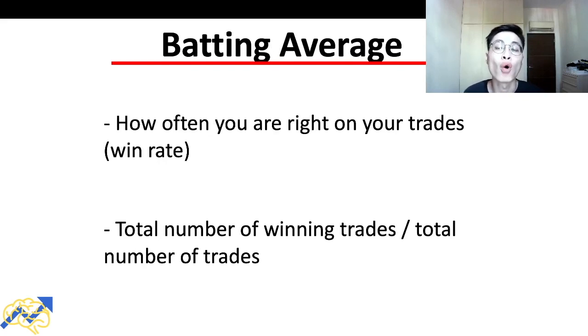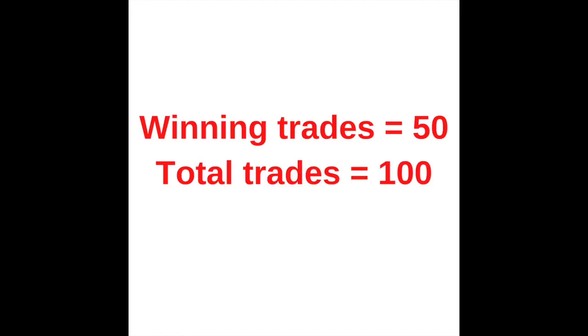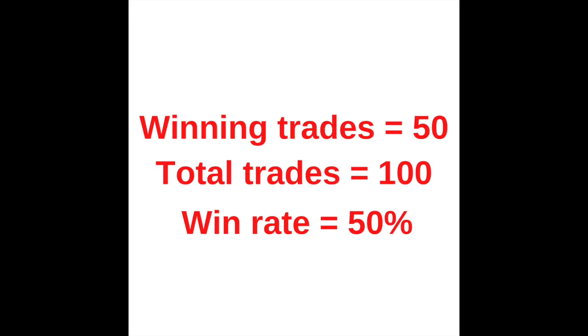The betting average or win rate of your stock trading indicates how often you are right on your trades. So if you make 100 trades and you're right on 50 of them, your win rate and your betting average is 50%. So how do we calculate the betting average and win rate of your trading? You take the total number of winning trades divided by the total number of trades that you make. Based on the earlier example, the number of winning trades was 50 and the total number of trades taken were 100. So the betting average and win rate for that will be 50 divided by 100, which gives you a 50% win rate or betting average.